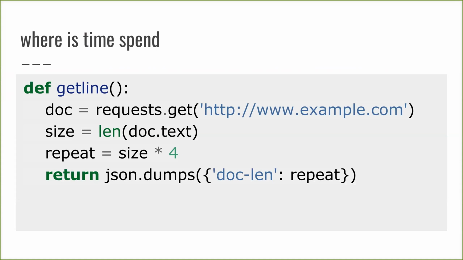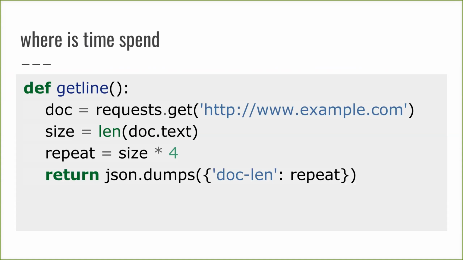So why do we spend so much time there? It's network, right? Light is not infinite. Exactly. And also the server at the other end could be really busy. Do you think that rewriting this code into C will make it faster? No, because it will not make the server faster. Maybe we need to rewrite the server, but not this code.